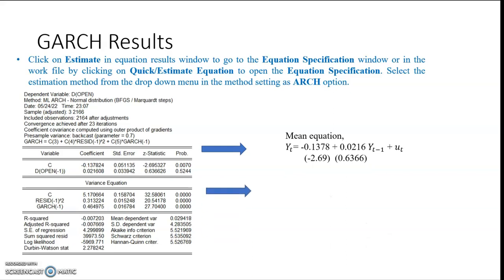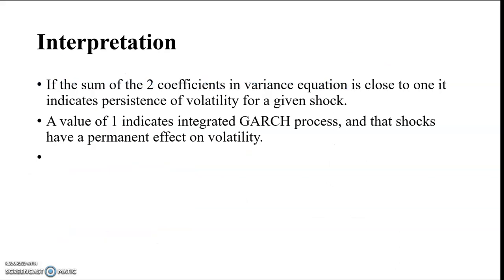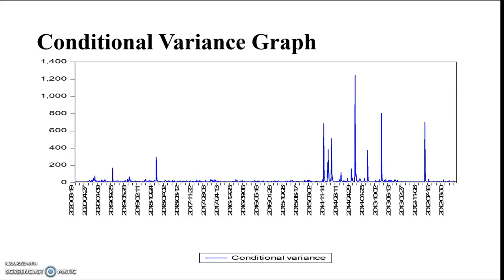So this is the mean equation and this is the variance equation, and these are the t values in parentheses, and this is the interpretation. If the sum of the two coefficients in the variance equation is close to 1, it indicates persistence of volatility for a given shock. A value of 1 indicates an integrated GARCH process and that shocks have a permanent effect on volatility.